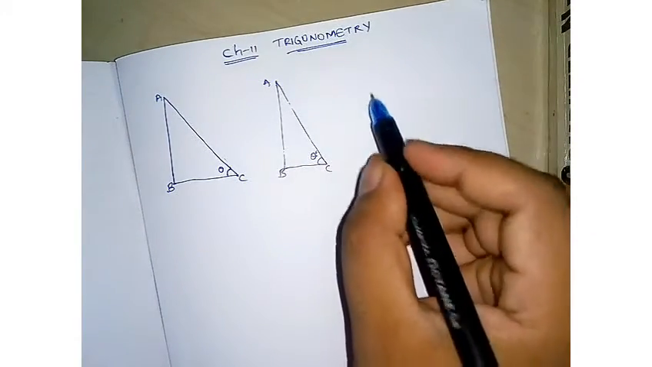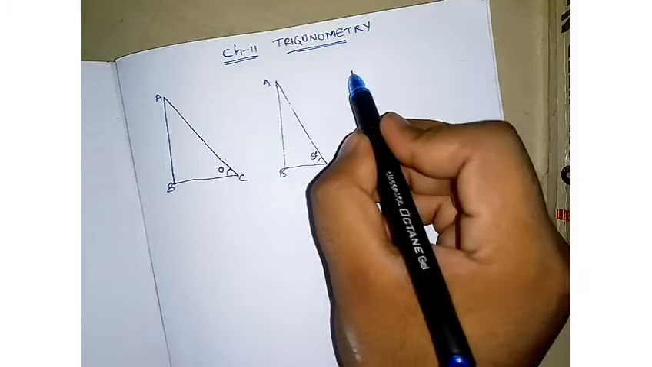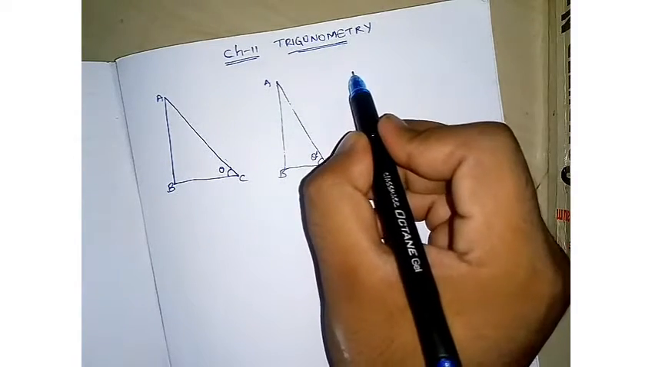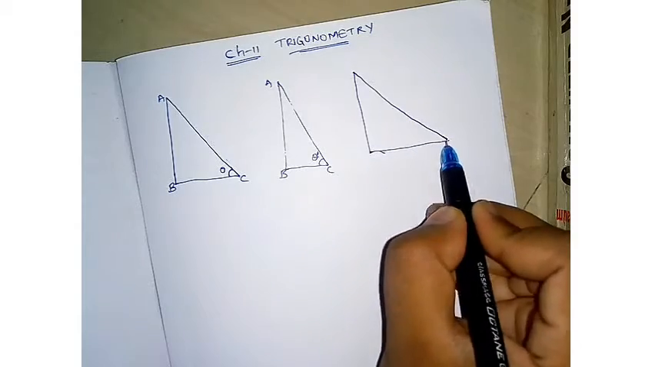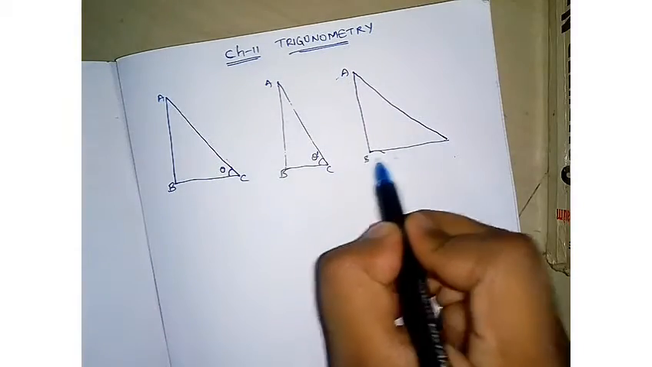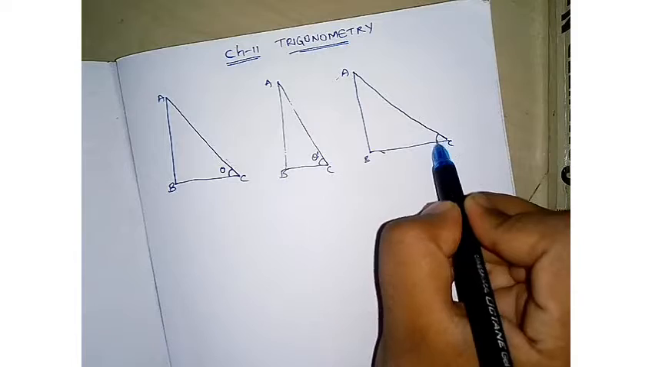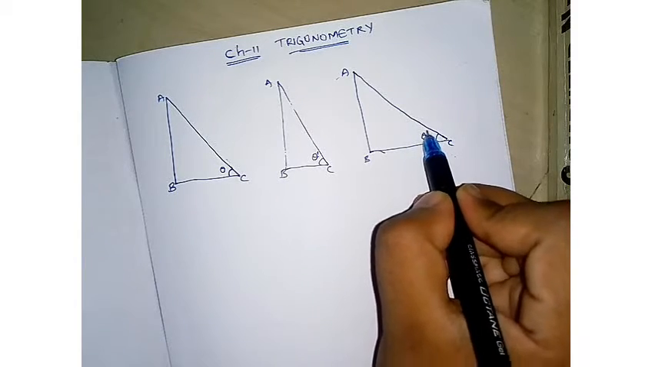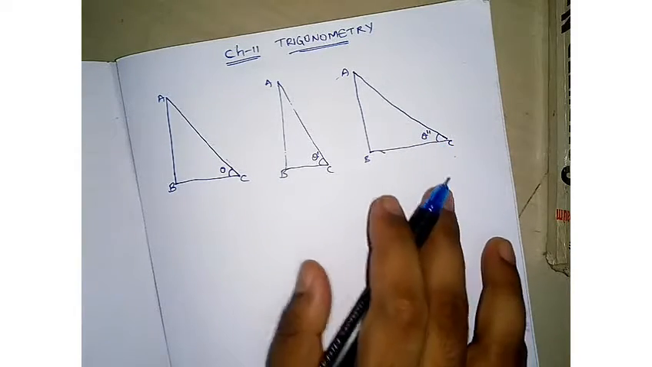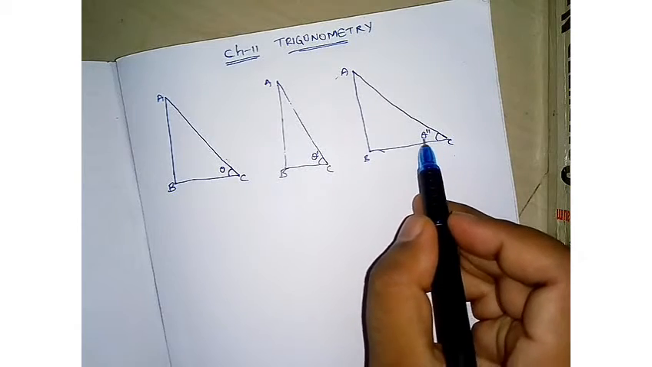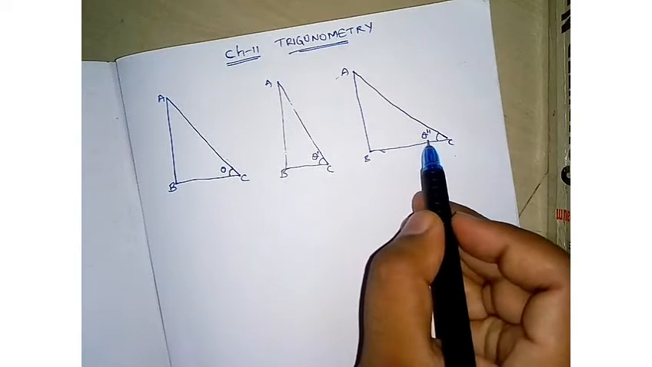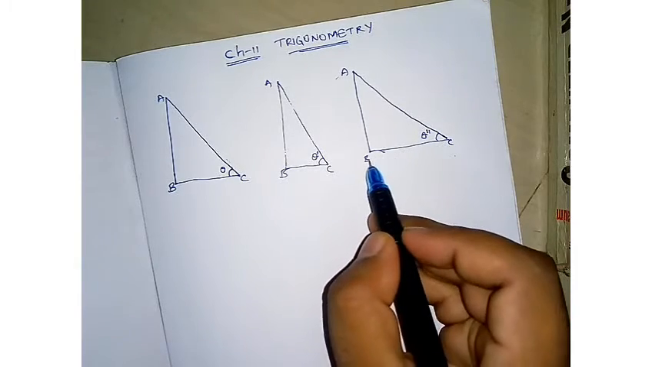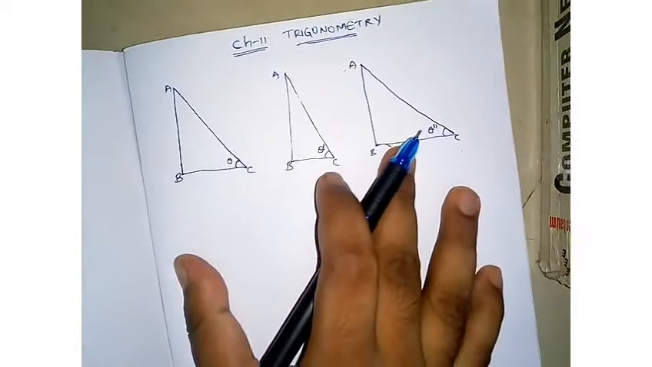What if the length of the wire is increased? This C goes far away from B. Assume this as theta double prime. Compared to the initial angle theta, this theta will be less since C is moved far away from B.